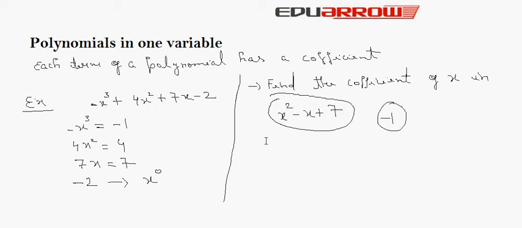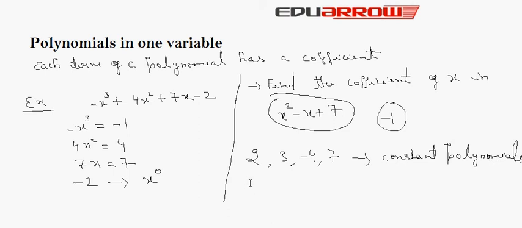Now, do you know that 2 is also a polynomial? 3, 4, minus 7 are all polynomials. They are called constant polynomials. Now, what will you call 0? It is a constant polynomial, but it is called the 0 polynomial.